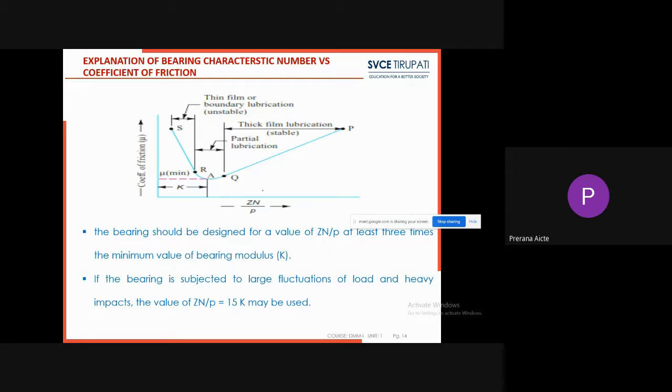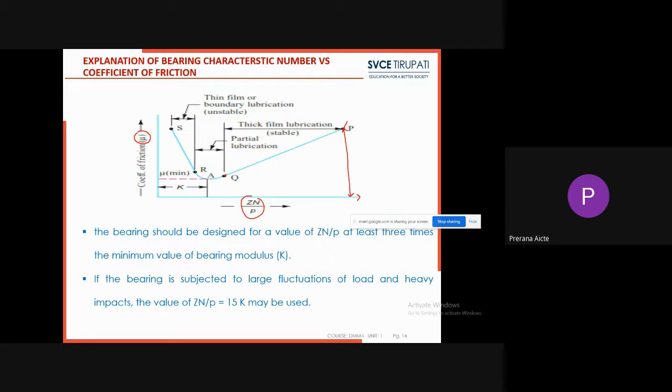Here in our x-axis, we take the bearing number, that is ZN by P. In the y-axis, the coefficient of friction, that is the mu value. For example, here this is point P, this is point Q, this one is point R, and this one is point S. For point P, relative to the x-axis, we have a larger gap, a larger value. If it is a larger value or larger gap, what happens? More friction will be developed.